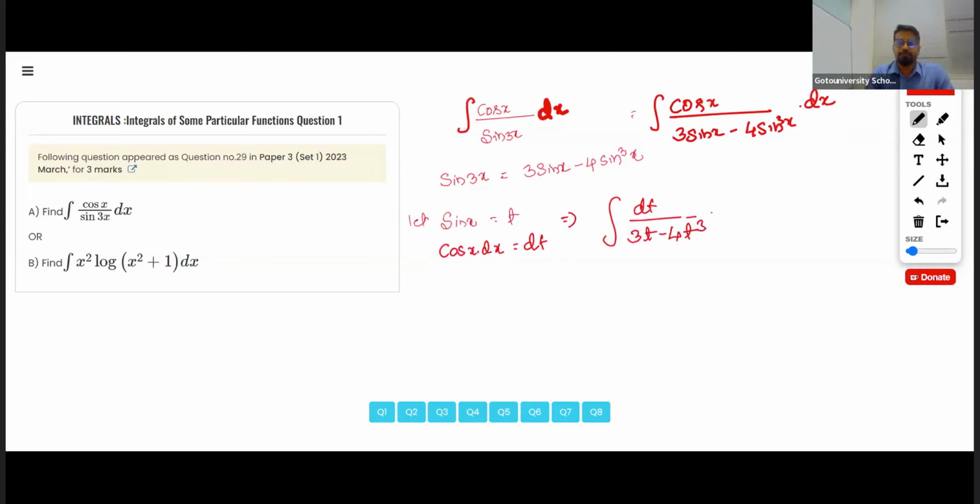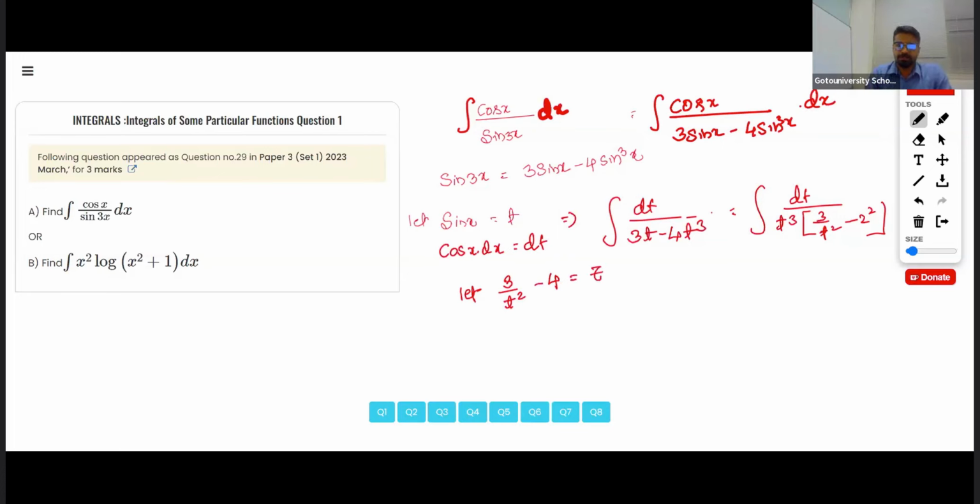Yes or no? Now further, I need to use another substitution. For that, let me first rearrange the question as dt divided by, let me take t cube outside. So it will become 3 by t square minus 4. We can keep it like this only. So now let the denominator 3 by t square minus 4 be z.